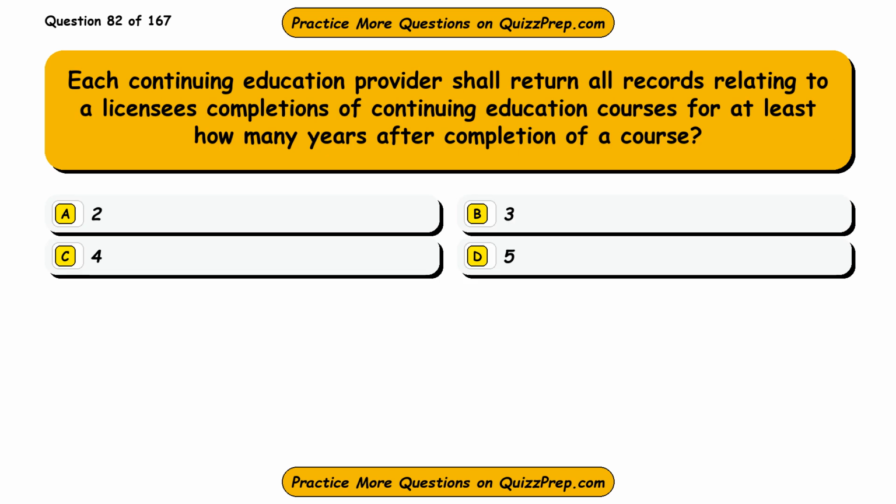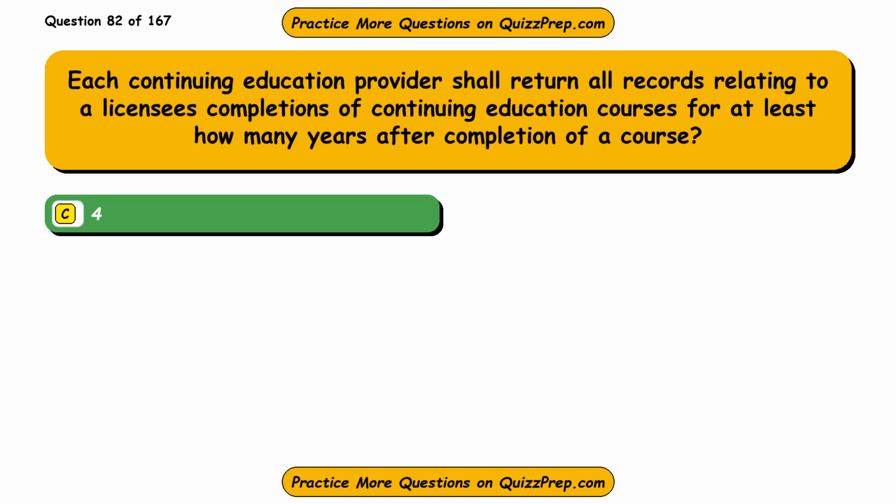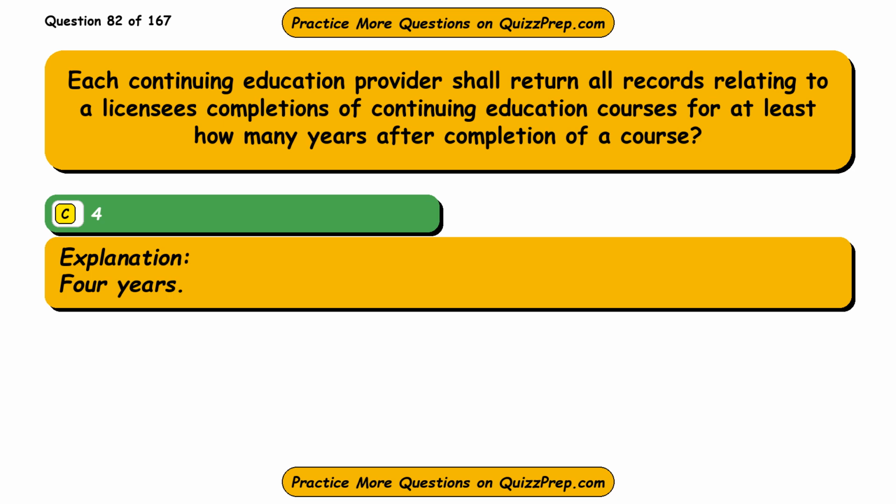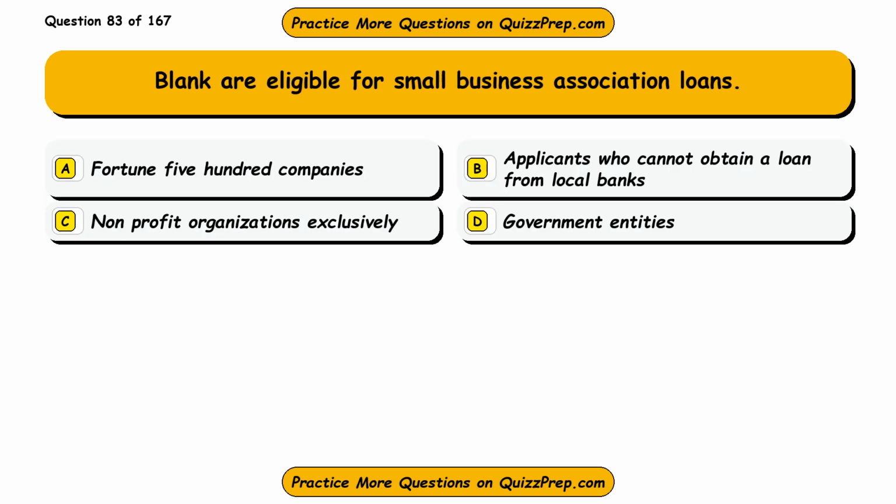Question 82. Each continuing education provider shall retain all records relating to a licensee's completions of continuing education courses for at least how many years after completion of a course? Option A, 2. Option B, 3. Option C, 4. Option D, 5. The correct answer is option C, 4. 4 years.